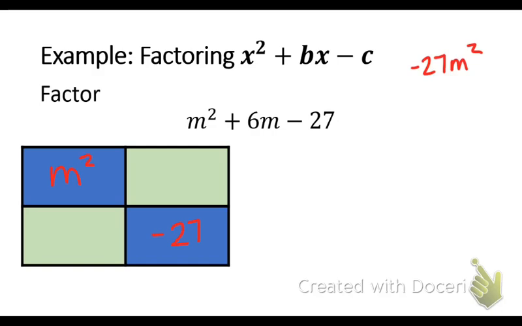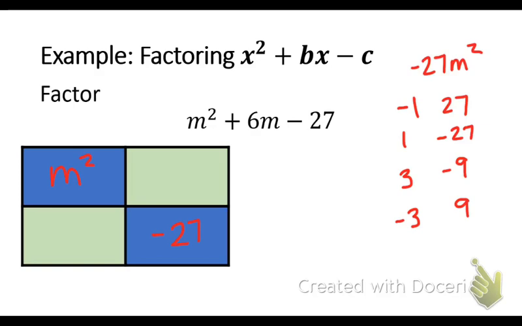So now I need to look at the factors of 27. And so that would give me a negative 1 and a positive 27, or 1 and a negative 27. And then 2 doesn't go into it, 3 does. So I could have 3 and a negative 9, or a negative 3 and a positive 9. And those are all the factors of 27.